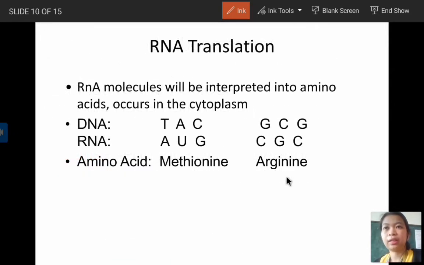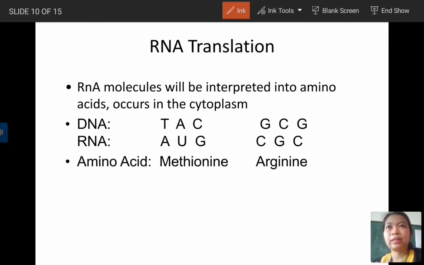For the next one, RNA translation. Ano naman yung translation? Hindi ko sa tinawag na DNA translation kasi yung unang term talaga is DNA transcription and DNA translation. But since we already transcribed the DNA into RNA, ano na yung ita-translate mo? Diba yung RNA na yung ita-translate. So, ang nilagay ko na dyan is RNA translation. So, what happens in RNA translation? The molecules will be interpreted into amino acid and it occurs in cytoplasm.